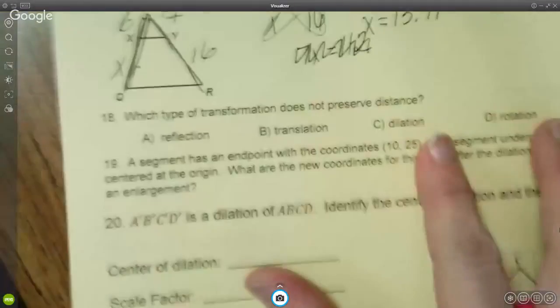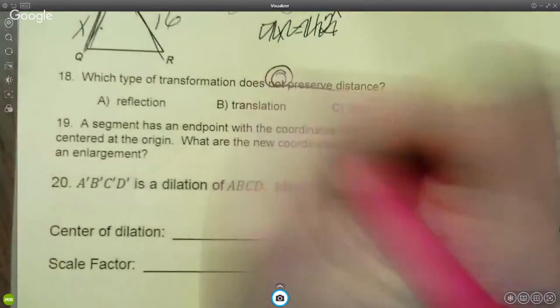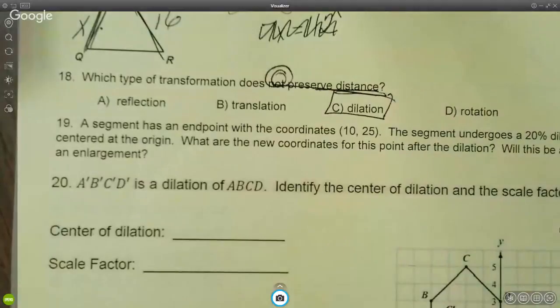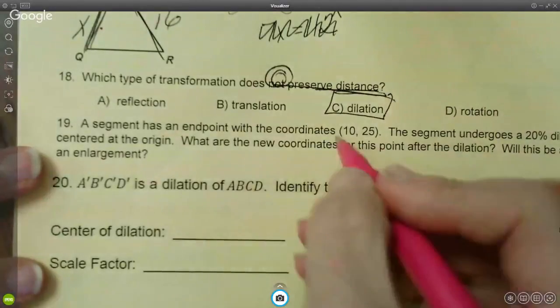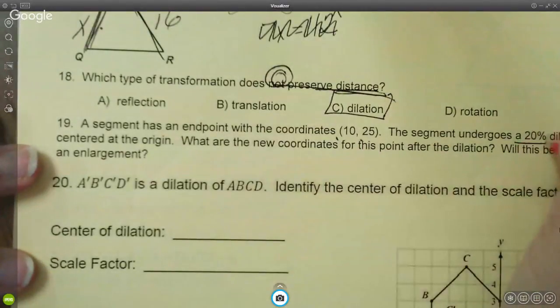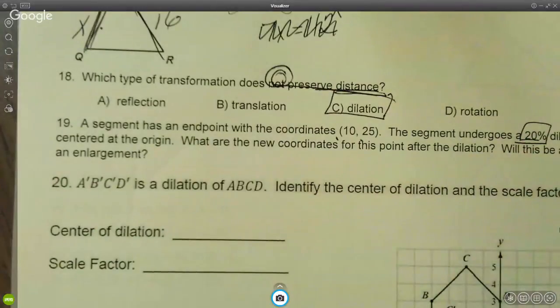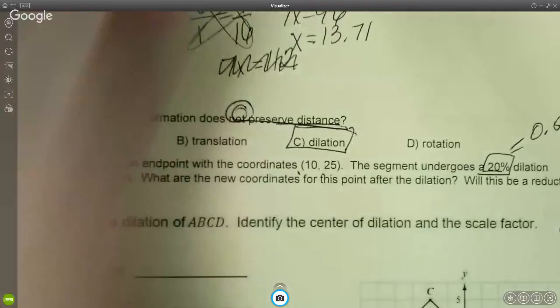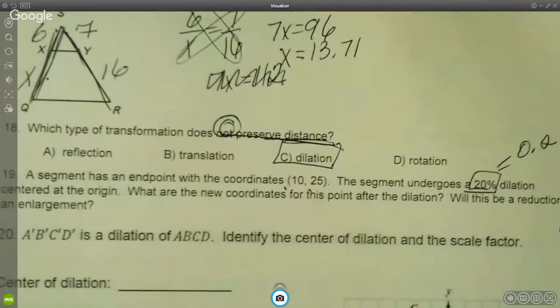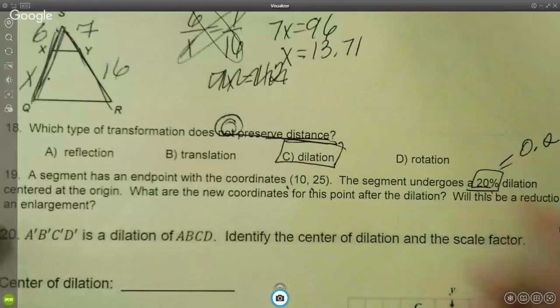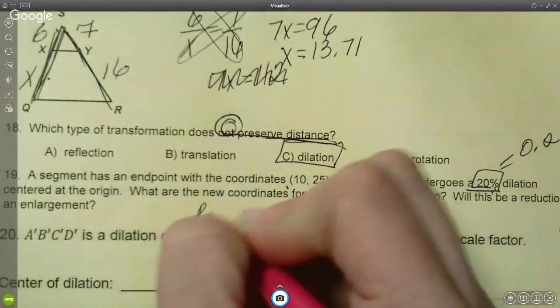Next one, which type of transformation does not preserve distance? Obviously, that's dilation. A point has an endpoint at (10, 25). It undergoes a 20% dilation centered at the origin. What is the new point? Remember, 20% is the same thing as 0.2. So what will this be, a reduction or an enlargement? Because it's 20%, it's getting smaller. If you had $100, 20% of $100 is smaller, so it's a reduction.